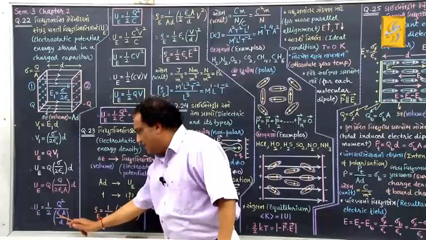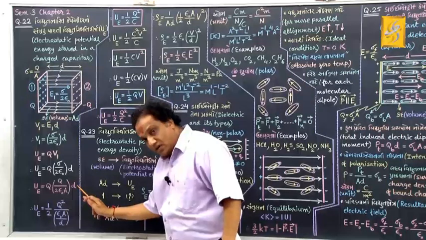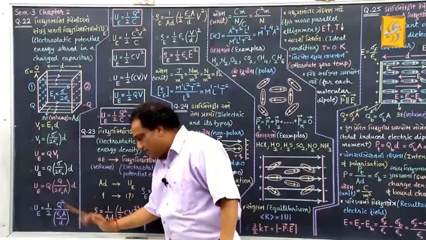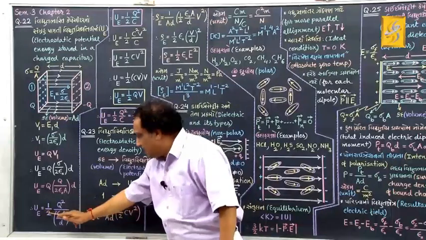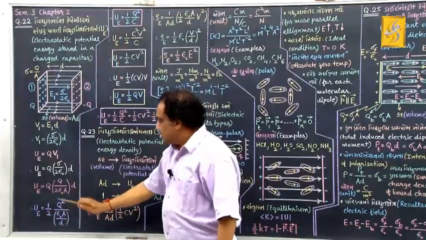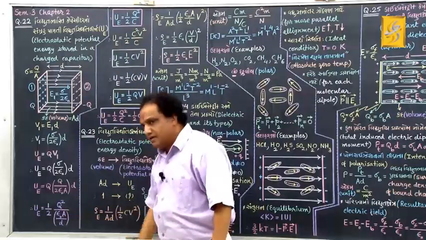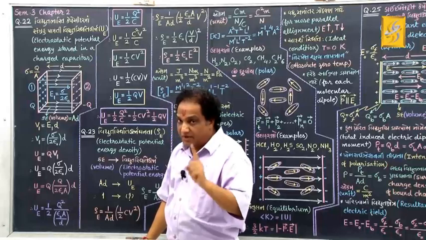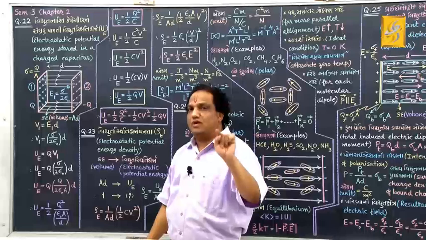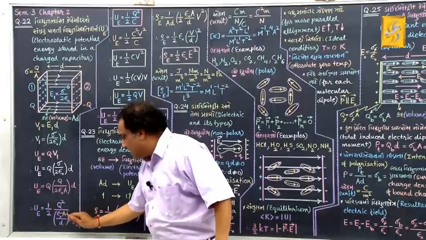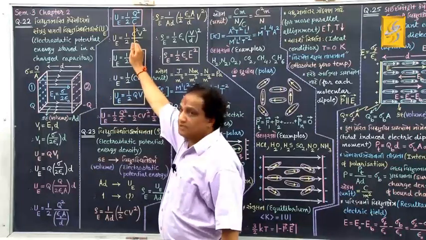Epsilon 0 into A in the denominator, and this D which is in the numerator, I just transfer it into the denominator's denominator, correct? Fine. Now this 1 by 2 as it is, this is Q square as it is. But what is epsilon 0 A upon D? You must remember the formula of capacitance of a parallel plate capacitor: C equals epsilon 0 A upon D. So this is nothing but the capacitance of the parallel plate capacitor, shown by symbol C, correct?